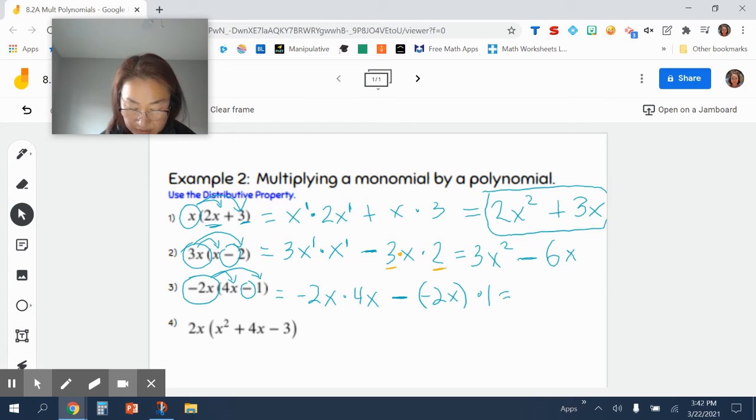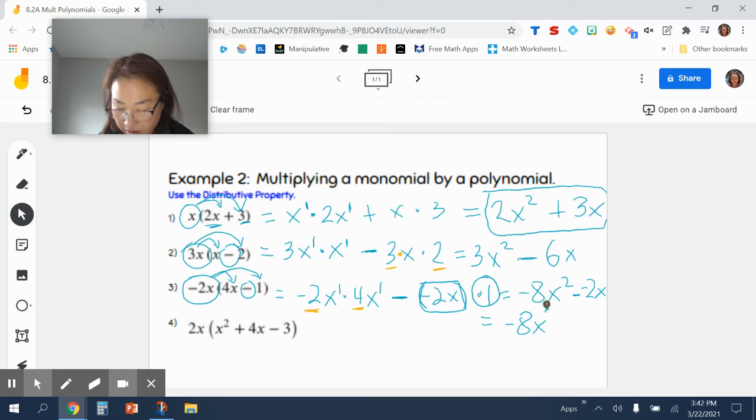So this will give us, remember, multiply the coefficients, negative 2 and the 4 first. And that will give us negative 8. And then it'll be x to the second power, because again, exponents are 1, right? And then I have a minus, and then anything times 1 is itself. So it's a negative 2x. So the only thing I'm going to do is write it with fewer symbols. So it's going to be negative 8x squared, and then minus negative is plus 2x. And I'm done with that.